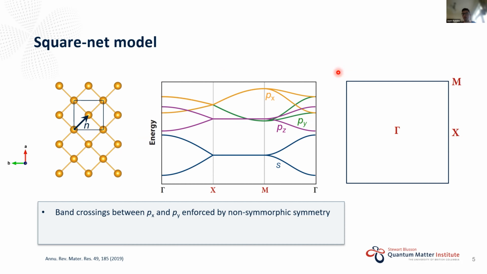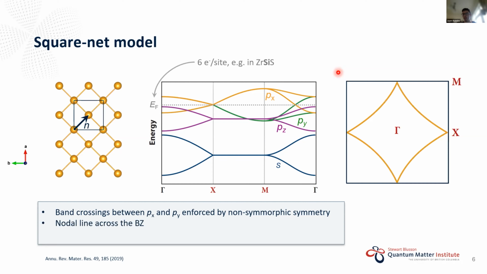To get closer to real materials, we need to fill this with electrons, and here the filling of interest is 6 electrons per site, as is found, for instance, in zirconium silicon sulfide. As you can see now, the Fermi level is cutting directly through these two band crossings. And in terms of the Fermi surface, we have one single Fermi surface sheet, as shown here on the right, which has this characteristic diamond shape.